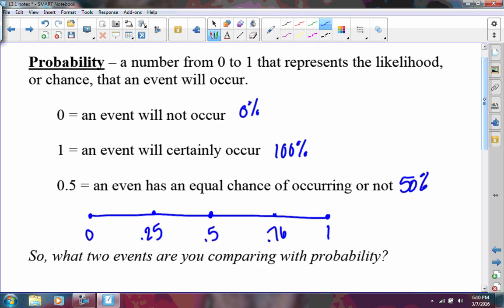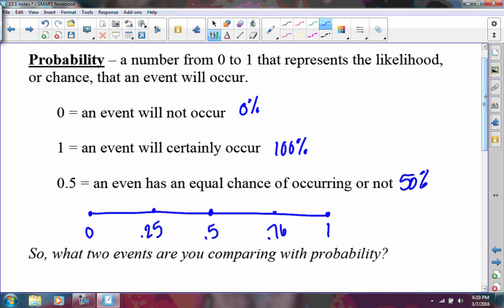So basically what we're dealing with here with probability is we're trying to find what we want versus all of the possible outcomes. Okay, so what two events are we comparing? We're comparing what we want to what is all possible. And when we talk about this with weather, we might want a 0% chance of rain, but you have to put what you want out of all the possible chances of getting rain.